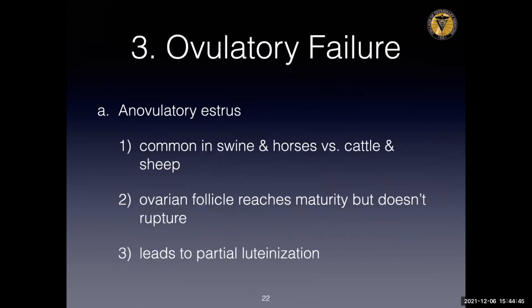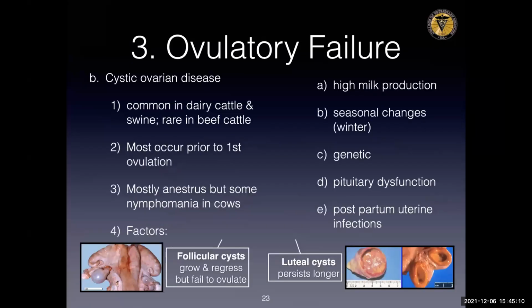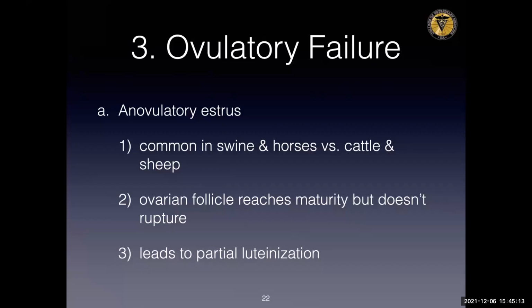Now we go to the third abnormality. We have the ovulatory failure. It could be that the ovulation is not happening at all, which is common in swine and horses as compared to cattle and sheep. The Graafian follicle reaches maturity, but it does not rupture. So the egg is not being released. So there is no egg to be fertilized by the sperm. And it leads to partial luteinization of the corpus luteum.